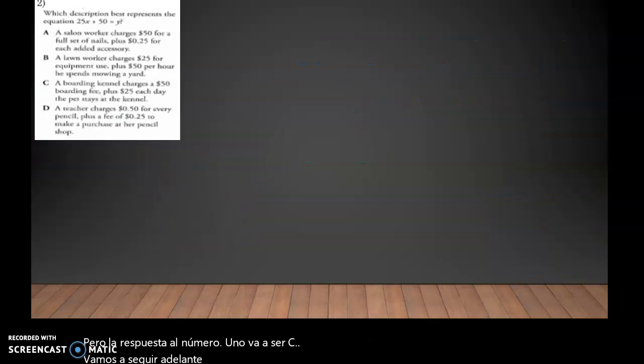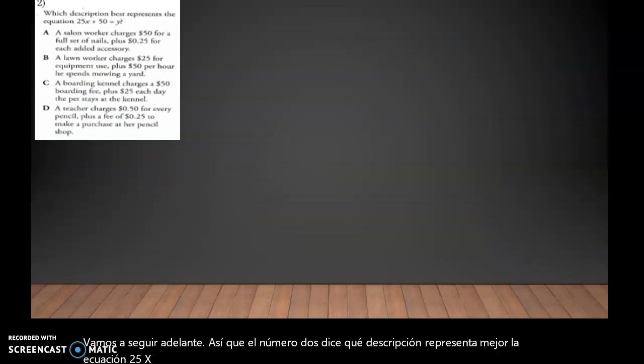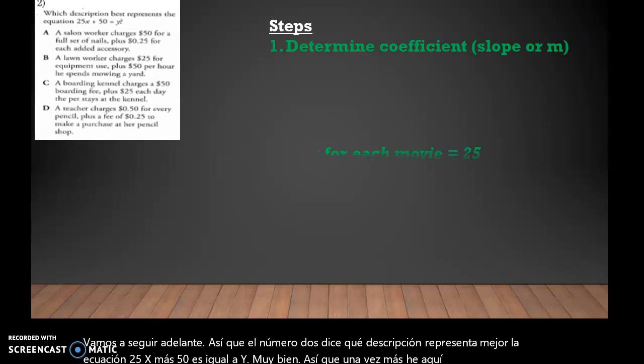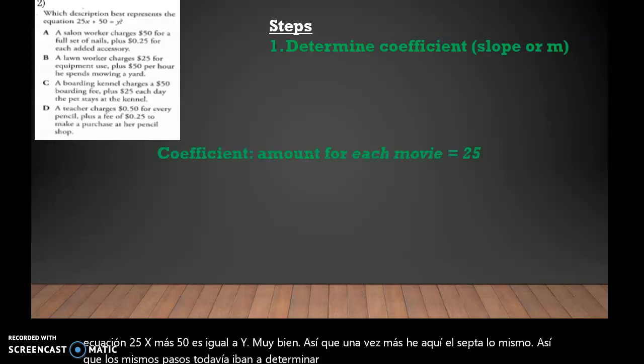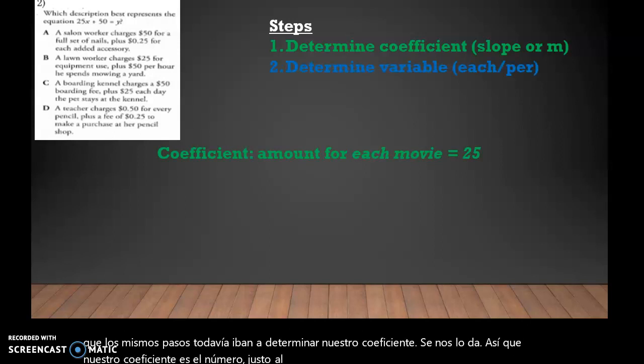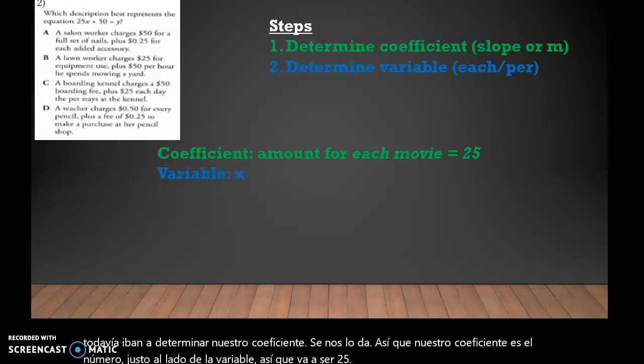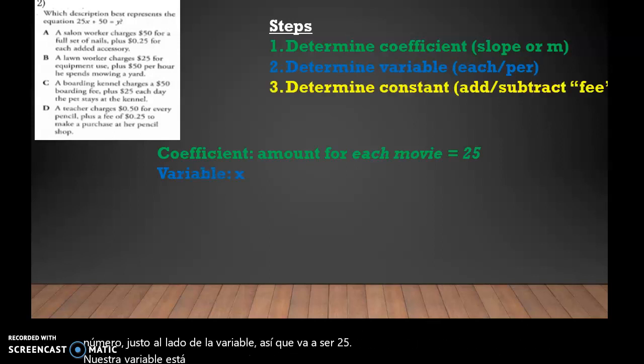So number 2 says, which description best represents the equation 25x plus 50 equals y? Alright, so once again, lo and behold, the steps are the same. Ta-da! So, same steps. We're still going to determine our coefficient. It's given to us. So our coefficient is the number right next to the variable, so it's going to be 25. Our variable is given to us as well, which is x. Constant is right there, so the constant's going to be the 50.